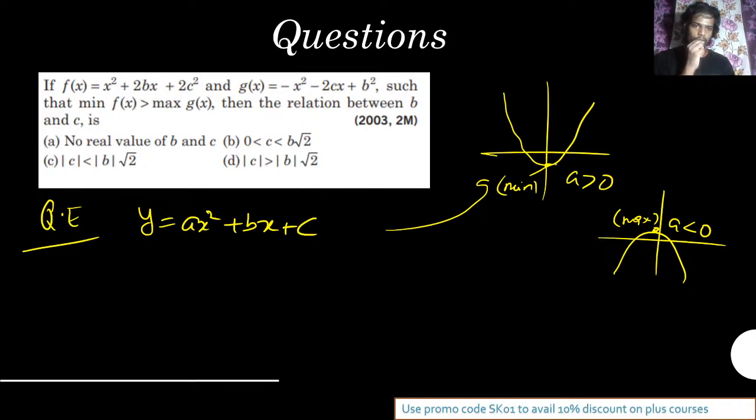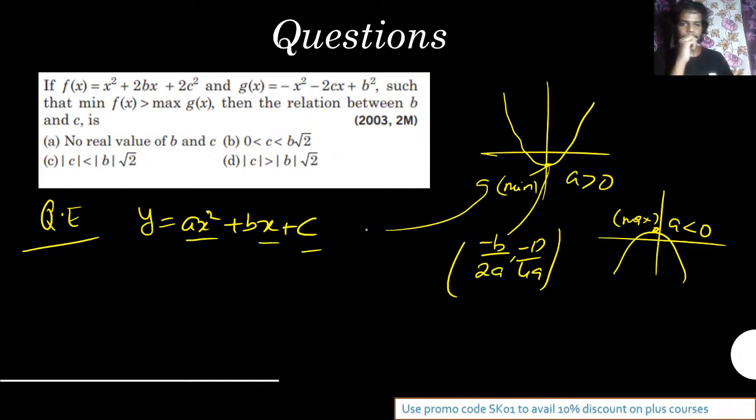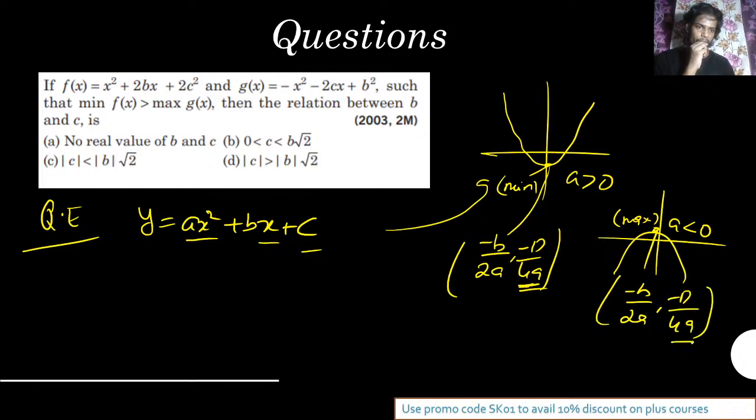And the coordinate of this maxima or minima is minus b upon 2a comma minus d upon 4a. This you can calculate by differentiating the function y equals ax square plus bx plus c one time. You will get the point, then you put that point into the function, and you will get the value minus d by 4a. Similarly, the maxima point is also minus b upon 2a, minus d by 4a. So you see the point of minima and the point of maxima are the same, but depending upon the sign of a, it could be maxima or minima.